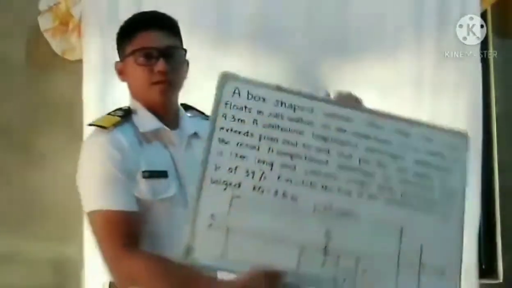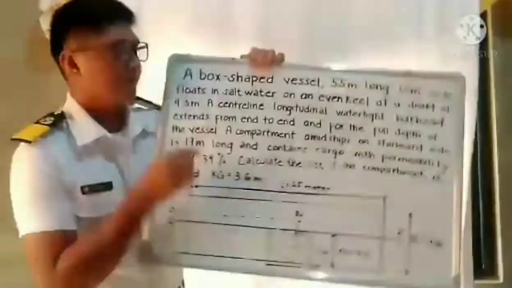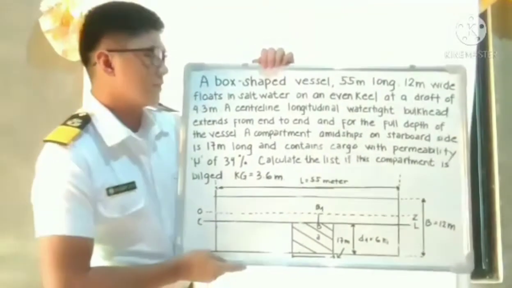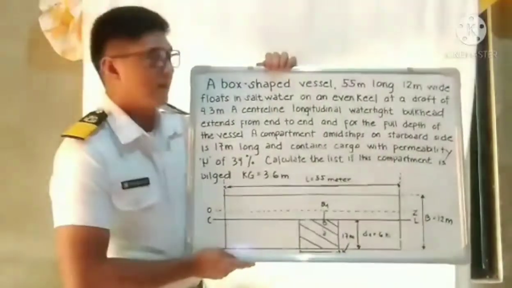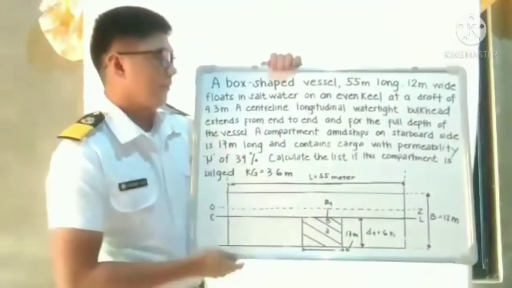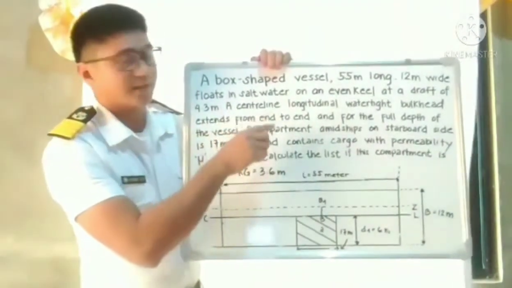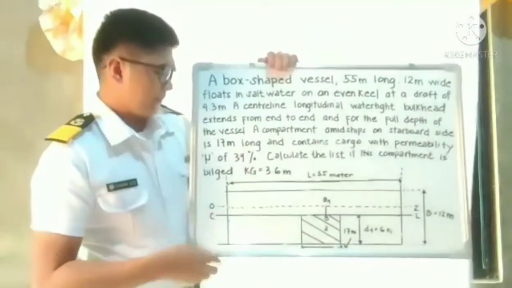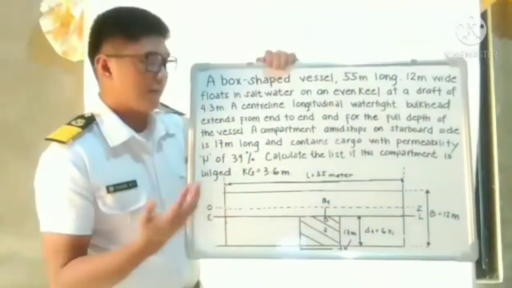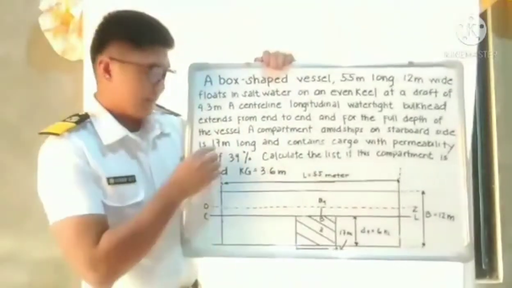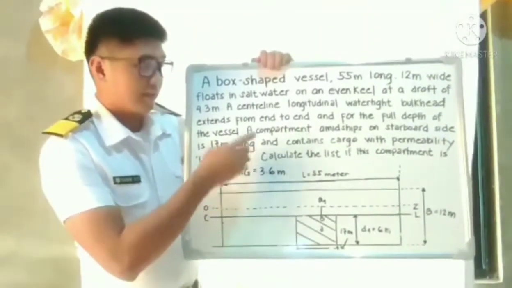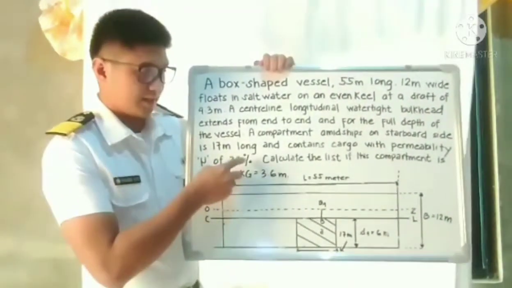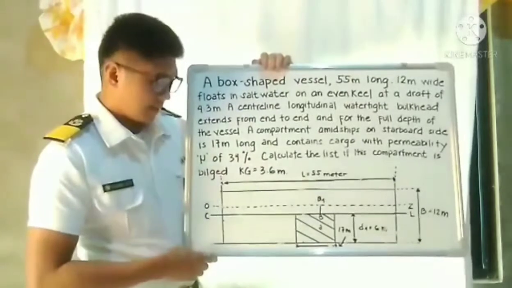Here, as you can see, a box-shaped vessel 55 meters long, 12 meters wide, floats in salt water on an even keel at a draft of 4.3 meters. A centerline longitudinal watertight bulkhead extends from end to end and for the full depth of the vessel. A compartment amidships on the starboard side is 17 meters long and contains cargo with permeability denoted by U of 34%. Calculate the list if this compartment is bilged.